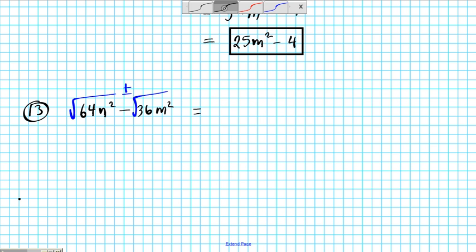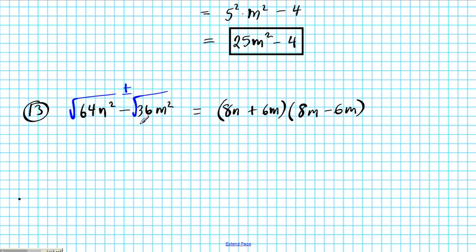Okay? So the square root of 64n squared is 8n, plus the square root of 36m squared is 6m. So this is the sum. And then we have the difference, which is 8n minus 6m. Note, when you're rooting this, you root the 36 and the m squared independently, so you get 6m, and then the 64n squared, you get 8n.